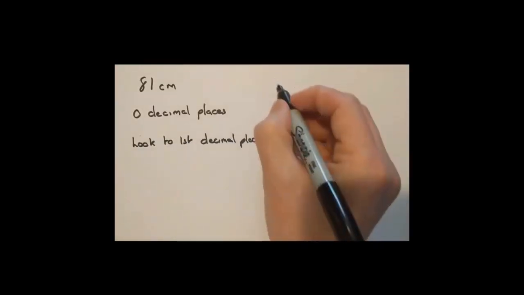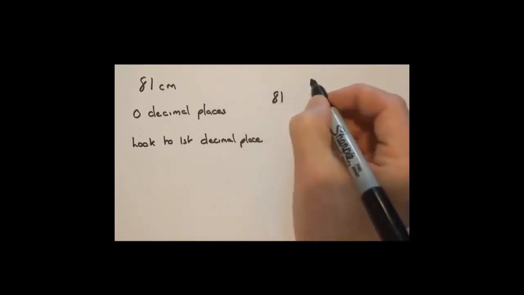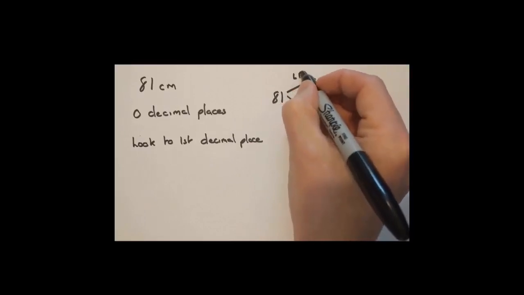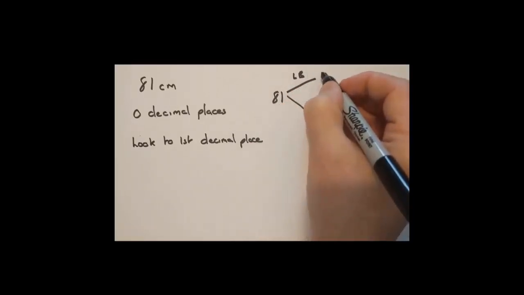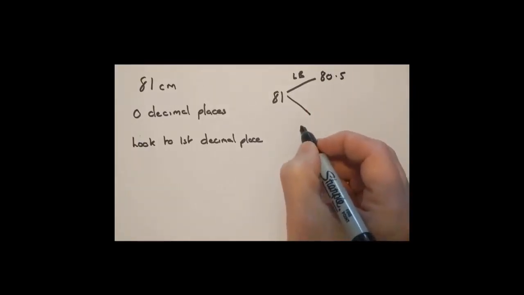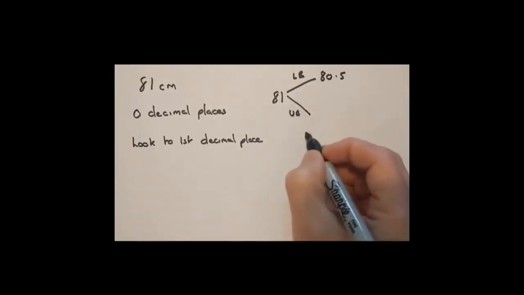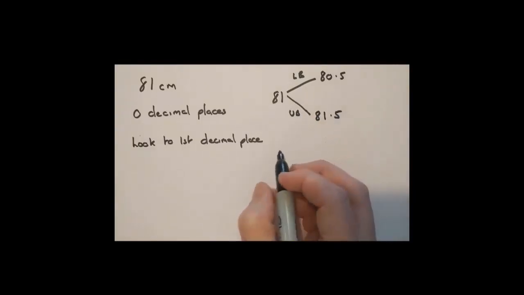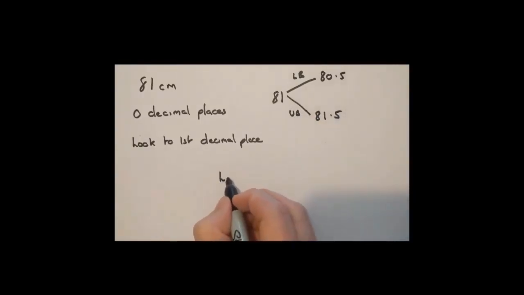We now look for the lower and the upper boundary, and to do this we move to the first decimal place and look for the lowest number that can round up to 81, and we find that that is 80.5. For the upper boundary, we look for the highest number that can round down to 81, and that is 81.5.